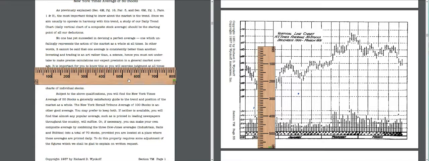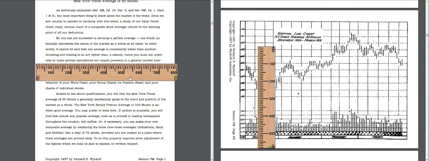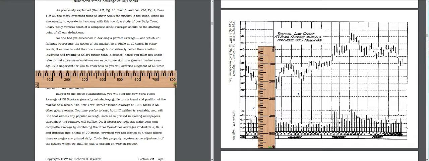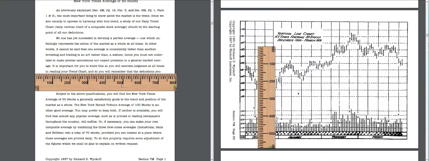Here's another point. It's an art, not a science, etc. It's important for you to know this so that you will exercise judgment at all times in reading your trend chart. Believe me, if you try any indicators, they will fail. All indicators fail. You're going to have to use judgment somewhere or the other. It's just too much random variation, and changes in volatility break all indicators. That's just the fact.